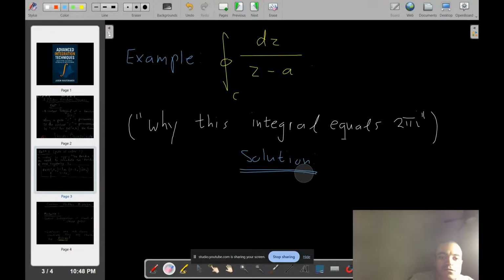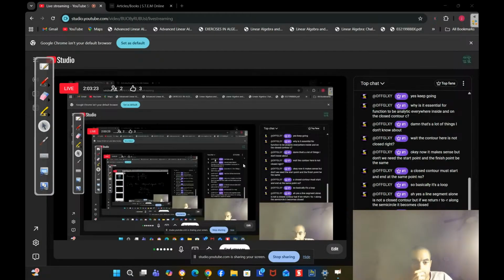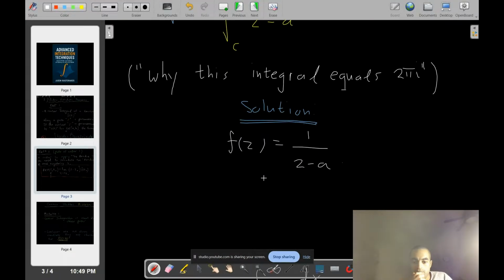Now, what we need to do is the following, okay? Look for the singularities, right? So since we have our function, f of z equals 1 all over z minus a, okay? So I'm going to show you why the residue theorem is used here. 1 over z minus a.